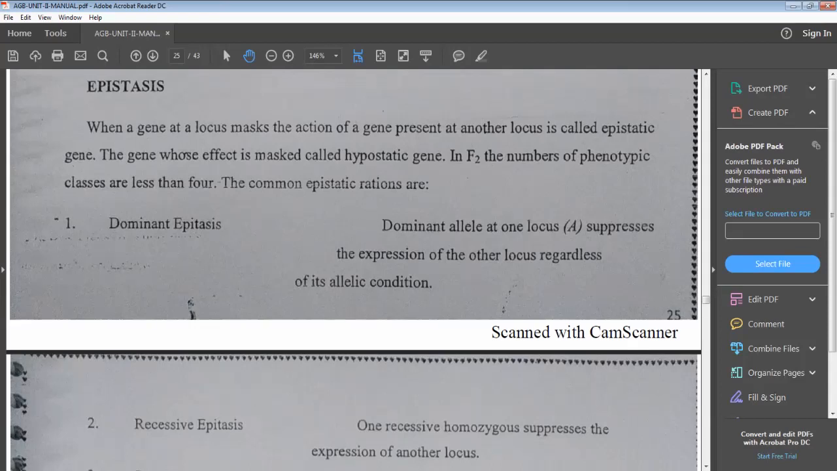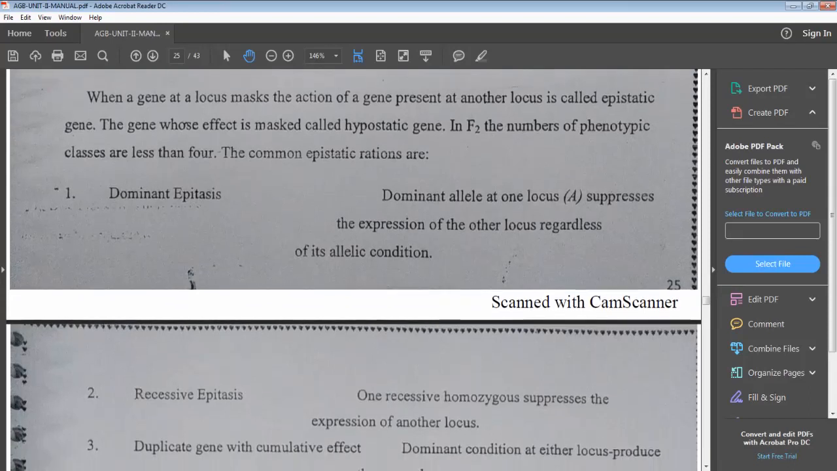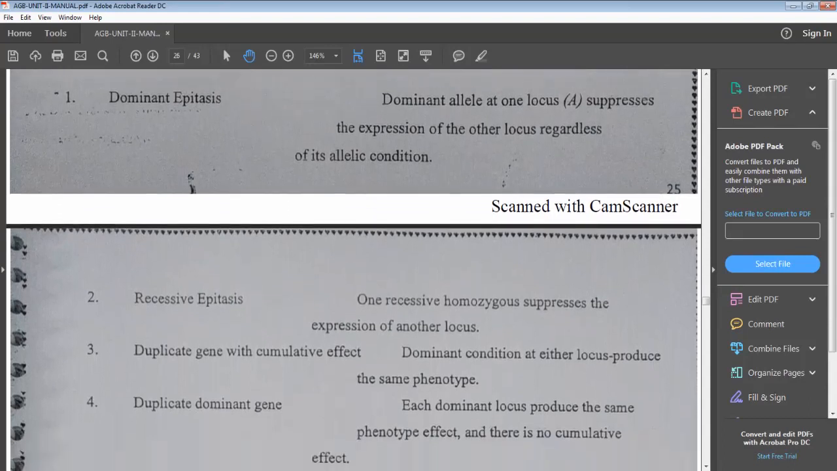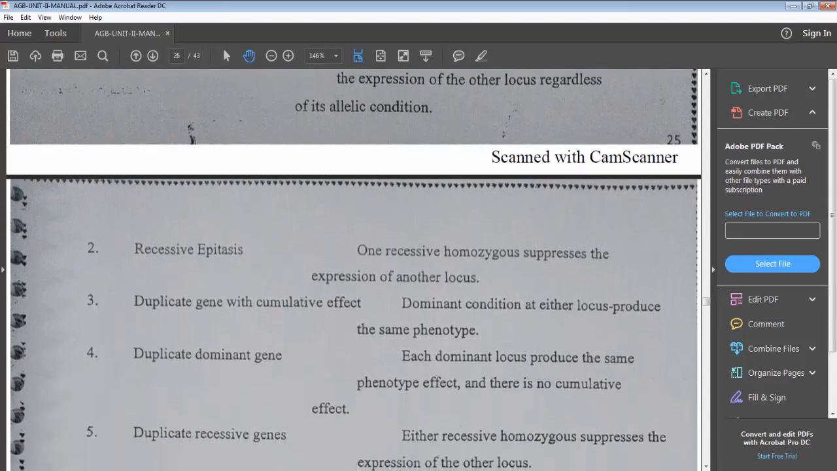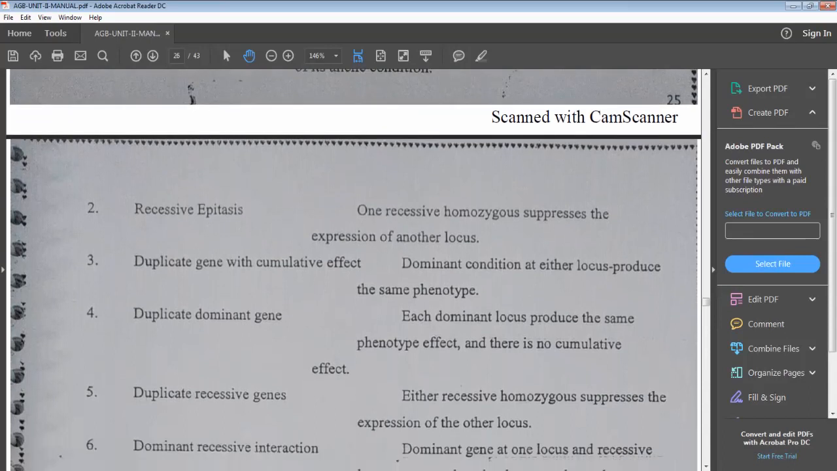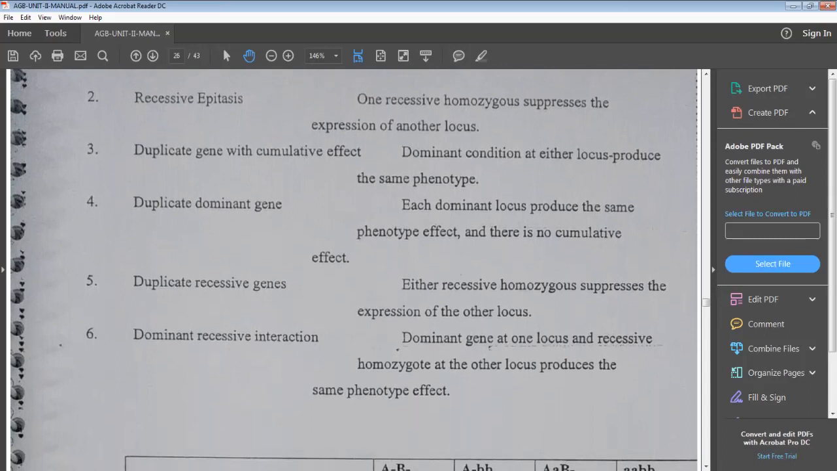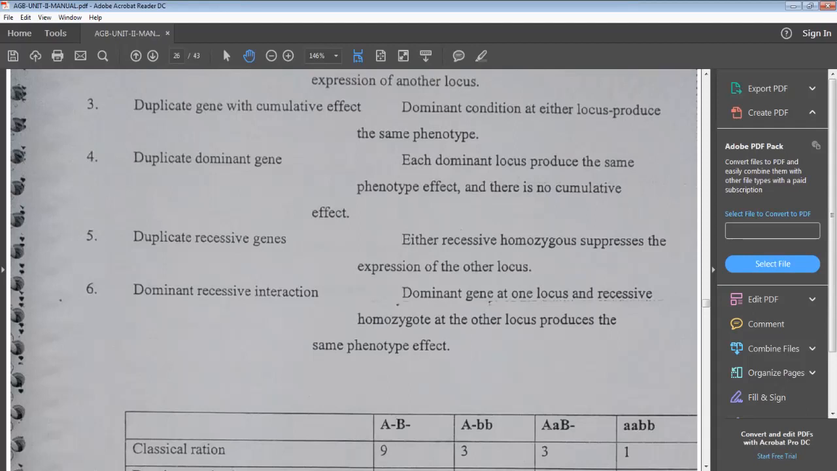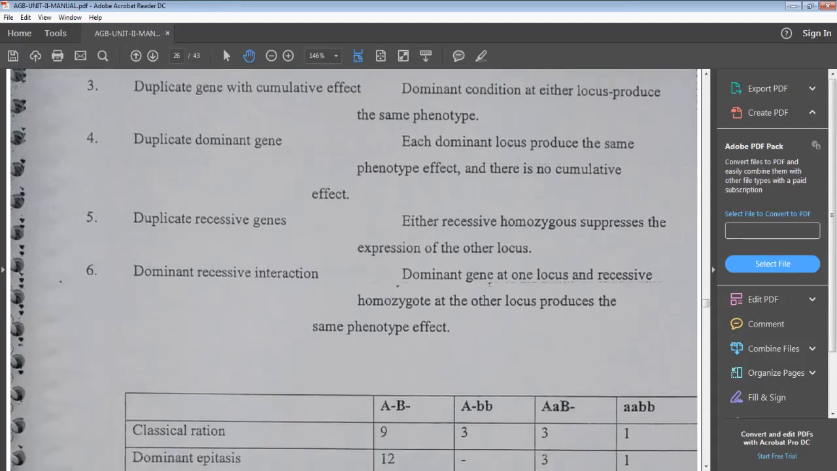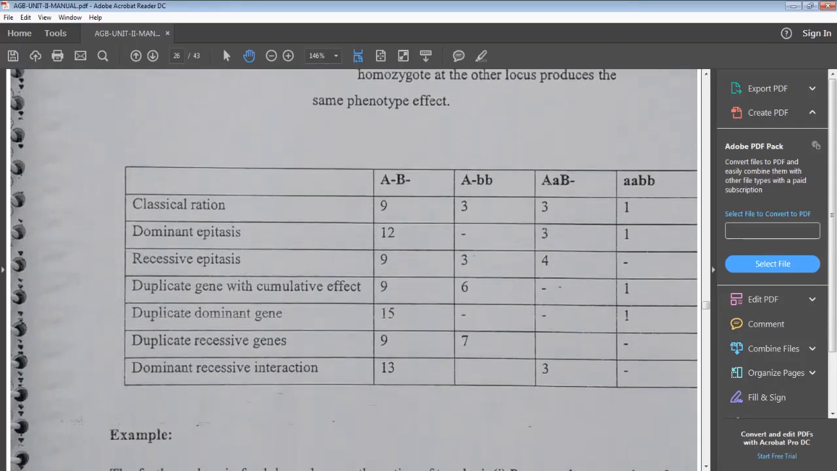First is dominant epistasis. Dominant means the dominant allele at one locus suppresses the expression of the other locus regardless of its allelic condition. Recessive epistasis: one recessive homozygous suppresses the expression of another locus. Duplicate gene with cumulative effect means the dominant condition at either locus produces the same phenotypic effect. Duplicate dominant gene. These all interactions you had read in your theory. I'm not going into much detail. Okay, these are the different values.